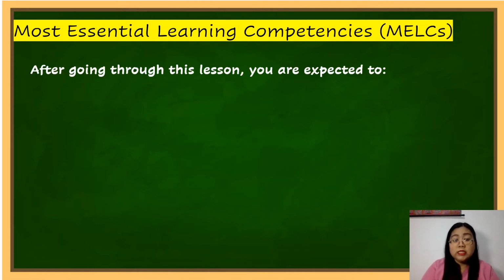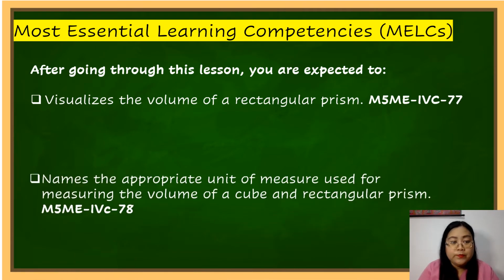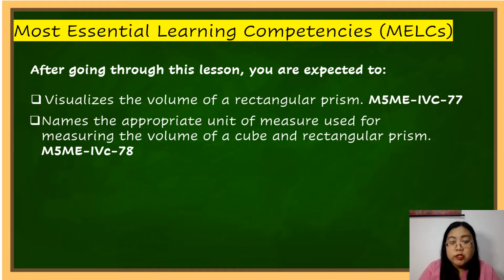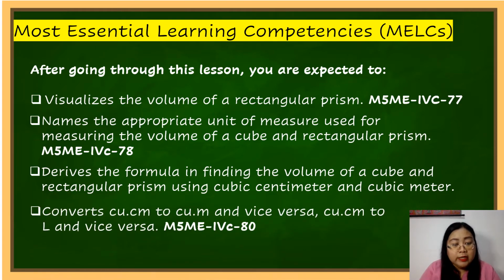After going through this lesson, you are expected to visualize the volume of a rectangular prism, name the appropriate unit of measure used for measuring the volume of a cube and rectangular prism, derive the formula in finding the volume of a cube and rectangular prism using cubic centimeter and cubic meter, and convert cubic centimeter to cubic meter and vice versa, cubic centimeter to liter and vice versa.